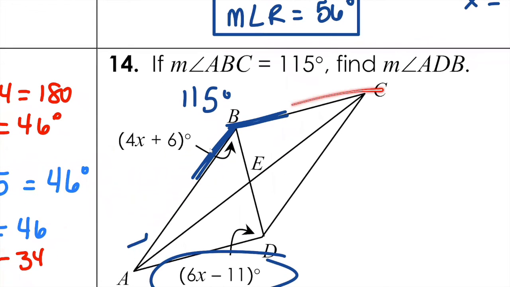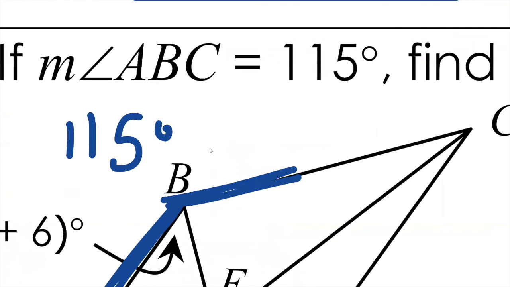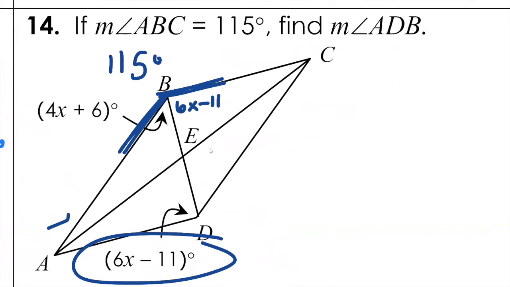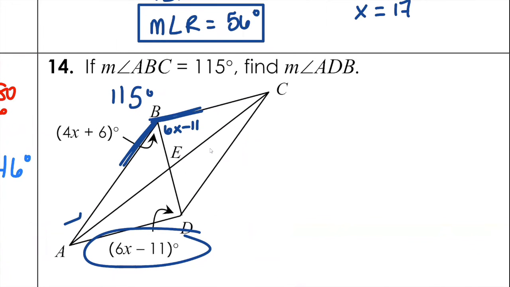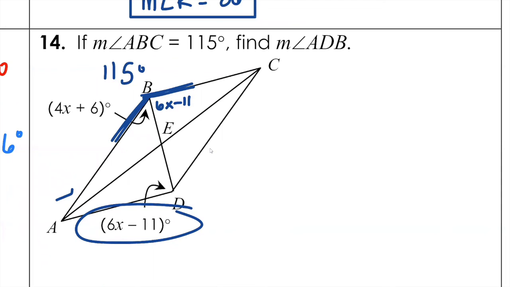Well, parallel sides, transversal. What do we know about those pieces? They will be congruent. So because those two angles are congruent, based on my alternate interior angle theorem, I can take that 6x minus 11 and just move it up there. So we just had to do a little manipulating before we started calculating. Now what do we know is true about those two angles? Their sum equals 115.